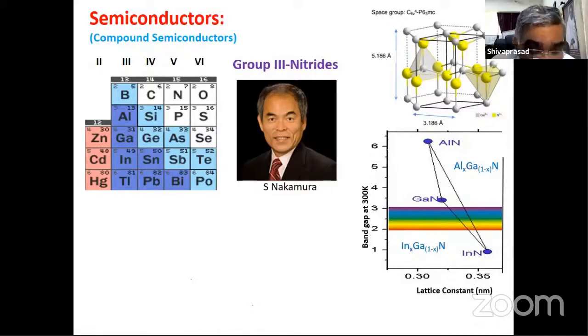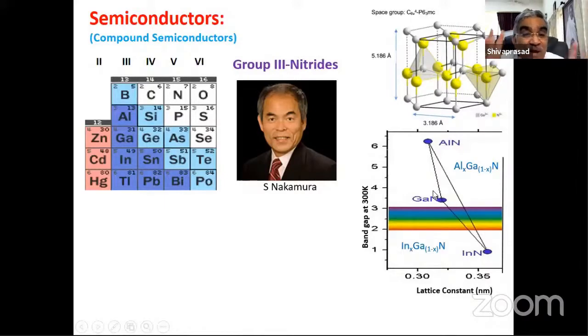Glass has a band gap of 5 electron volts, and aluminium nitride has more than 6.2 electron volts. So it is a very large insulator. But if I go on mixing gallium with aluminium, I mean replacing aluminium with gallium, I can change the band gap from 6.6 electron volts to 3.4 electron volts. So I can actually control the band gap of a material by alloying here also.